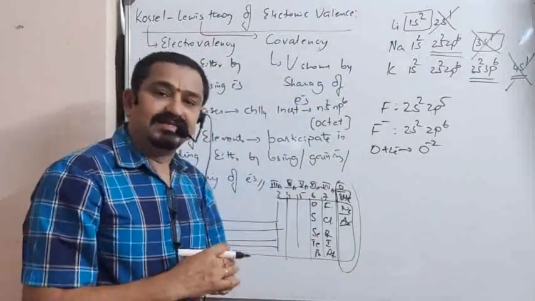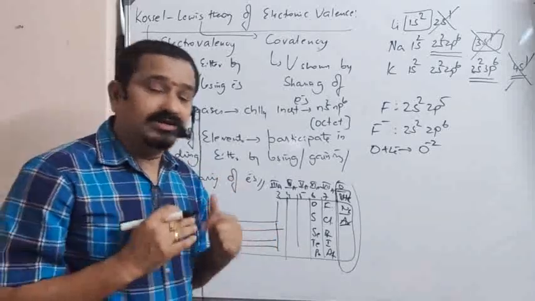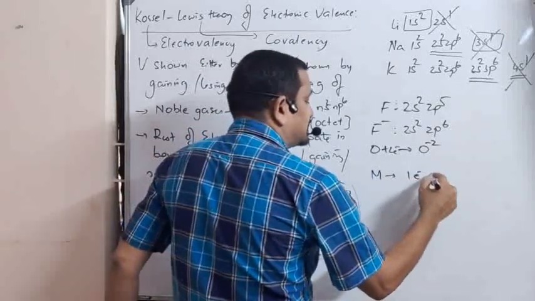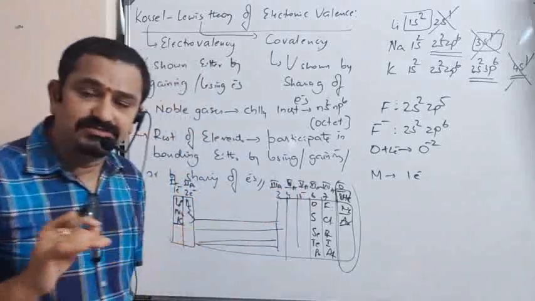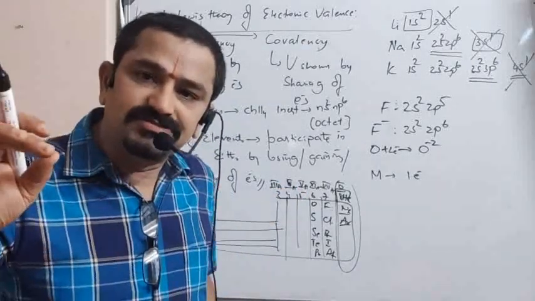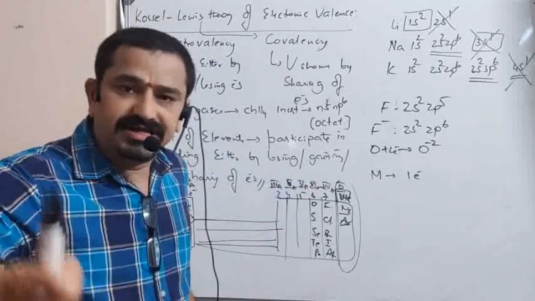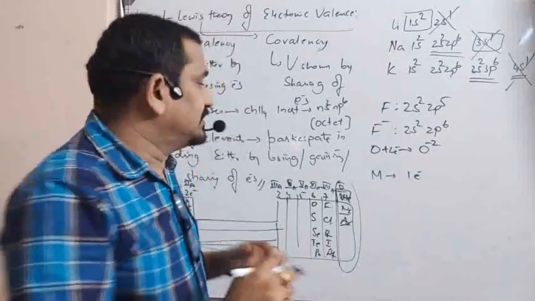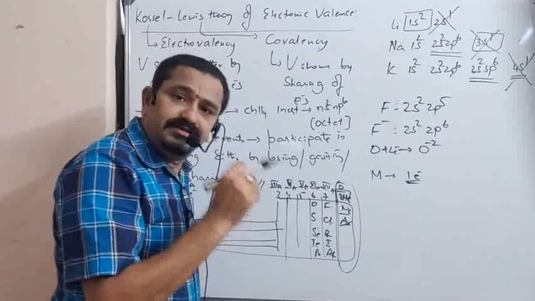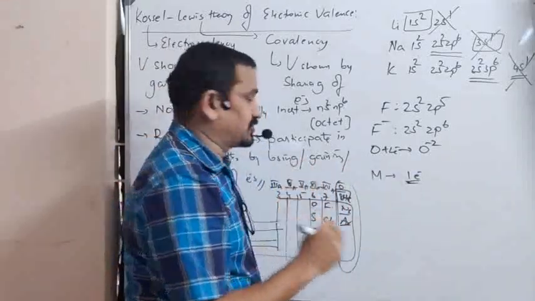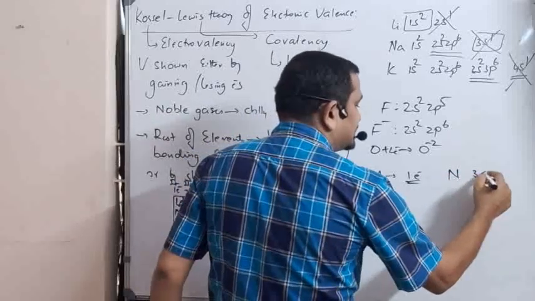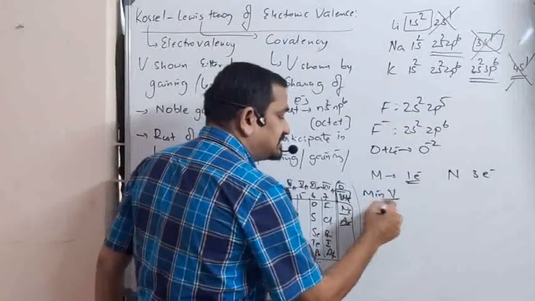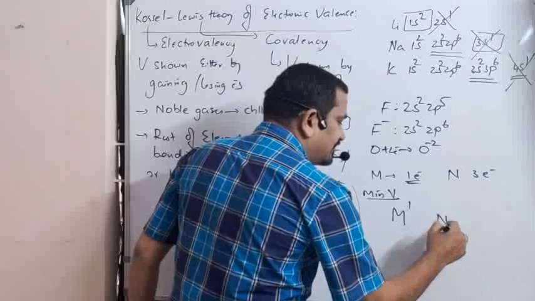Possible questions from this in competitive exams: an element M has 1 electron in its valency shell. Only the valency shell is responsible for bond formation, right? We are aware of that point. So we need to study the valence electrons. Element M has 1 valency electron. Element N has 3 valency electrons, suppose. Then what is the minimum valency? You follow the minimum valency rule. M's minimum valency is 1, N's minimum valency is 3.